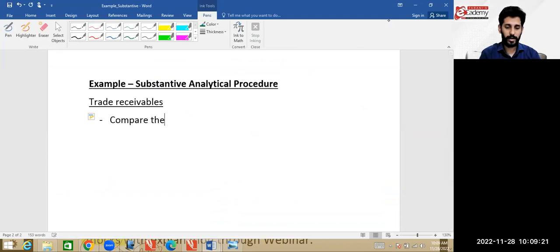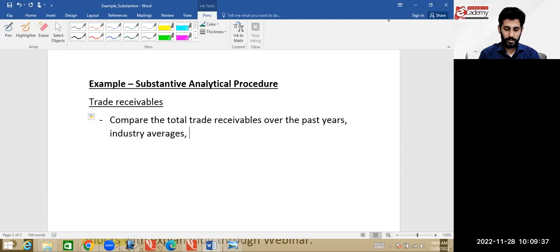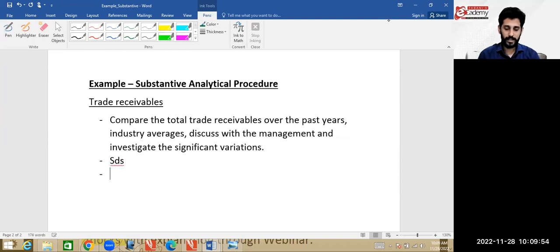You will be writing: compare the total receivables over the past years and industry averages, and you will have to discuss with the management and investigate the significant variations. Now, simply, not more than that. These are actually the drafting style.